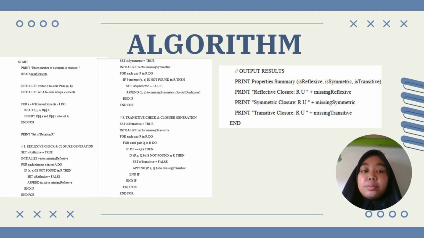Finally, the system outputs the structural property summary telling the user whether the relation is reflexive, symmetric, and transitive. It then prints the computed reflexive, symmetric, and transitive closures by outputting the original relation R united with the respective missing pair arrays. This robust workflow allows our program to process any user-defined relation dynamically and accurately.